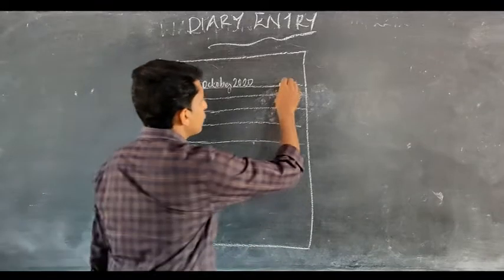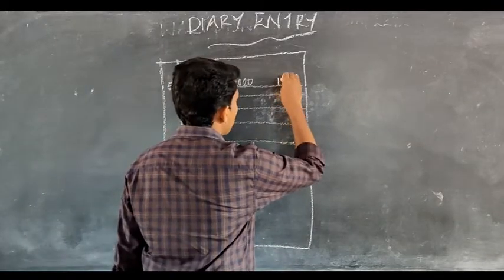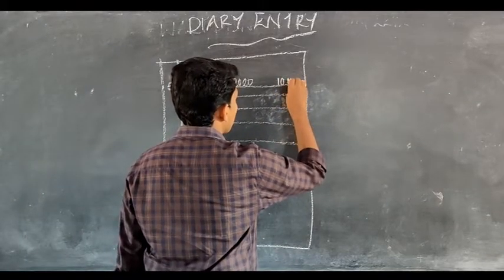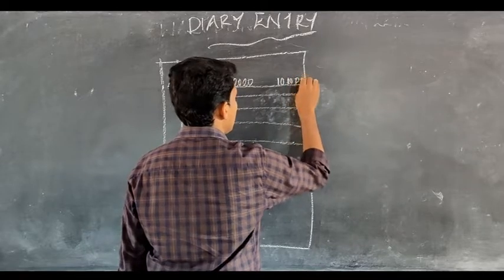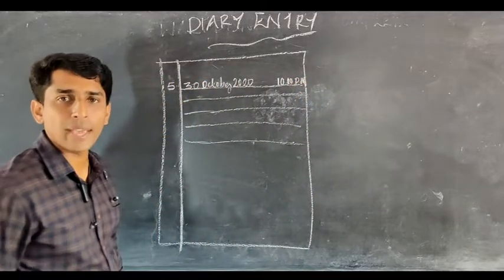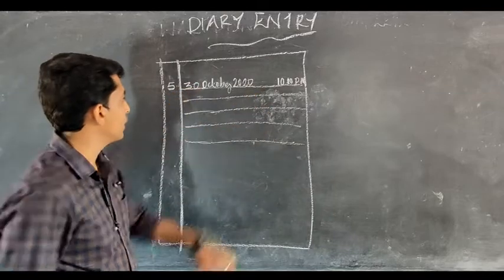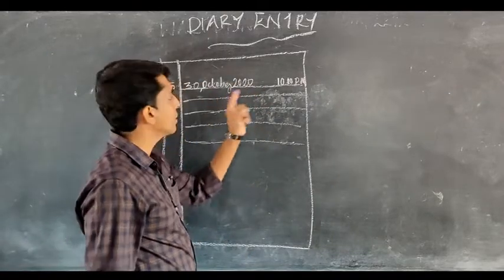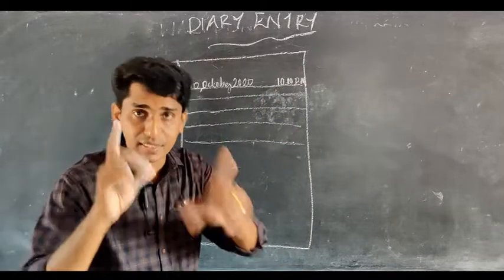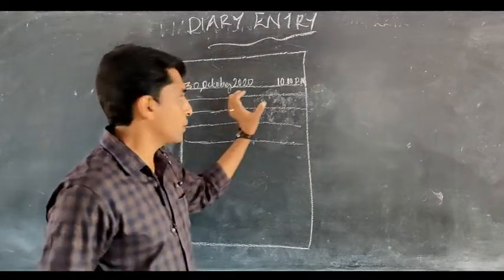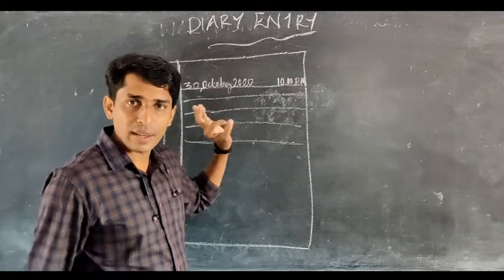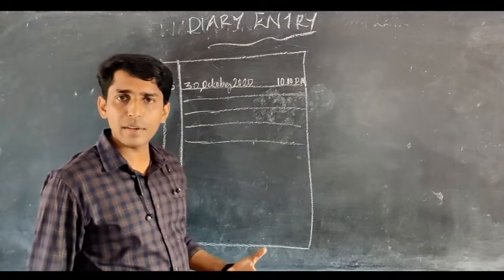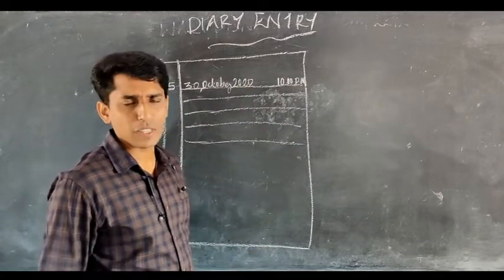On the same line you should write the time. Imagine you are writing at 10:00 p.m. On the same line we are writing 30 October 2020. That's the date, and the time when we are writing the diary. That's important. Usually, I have told you, we write the diary at night. So you can write 9:30, 9 p.m., 8 p.m., 7 p.m., whatever it is.